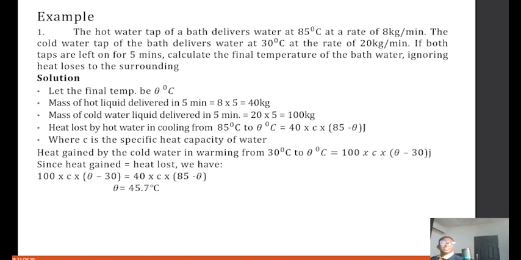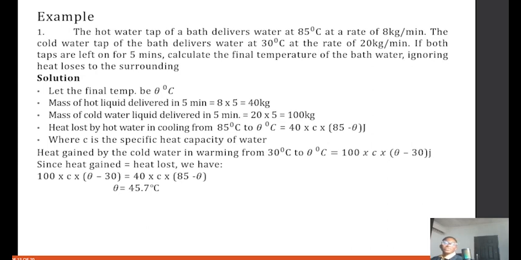What is the change in temperature? The change in temperature is just 85 minus what? The final temperature that we do not know. So heat lost by the hot water in cooling from 85 degrees to theta is 40 times C times (85 minus theta). That's heat lost by the hot water. The hot water's mass was 40, C is the specific heat capacity of water, and the change in temperature is 85 initially minus the temperature it is to be when it enters the cold water. That's the one that is losing heat. Now the heat gained by the cold water: the cold water is going to be rising from 30 to theta. So theta is more than the initial temperature of the cold water. That's why we have the mass of the cold water multiplied by C multiplied by theta minus 30 degrees Celsius.